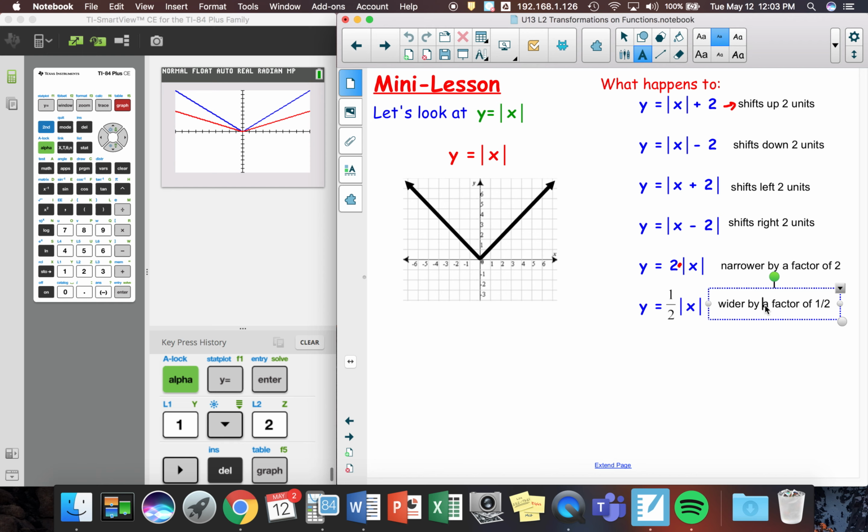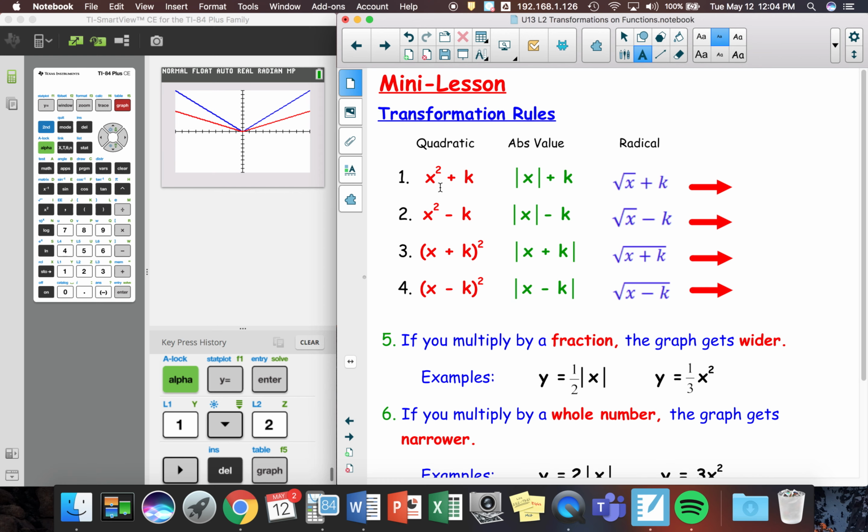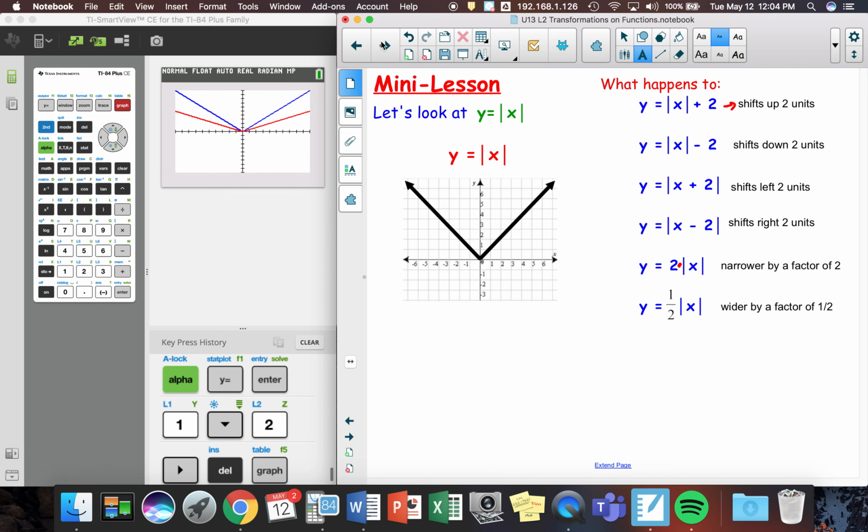Okay? So this is how we would describe all of these different functions here. And this works for absolute value functions, as you can see here. It works for quadratic functions, and it also works for radical functions. Alright, so let's go ahead and solidify this some more. So, you see the transformation rules here. Now we're using k as our constant. So instead of using 2 as a number, we're going to use k.